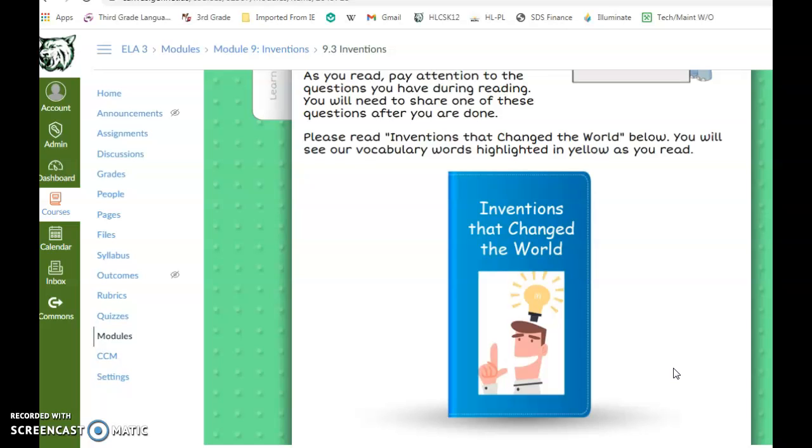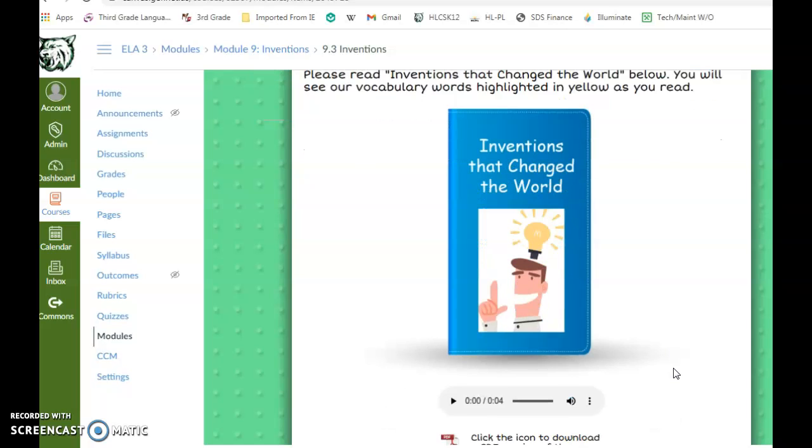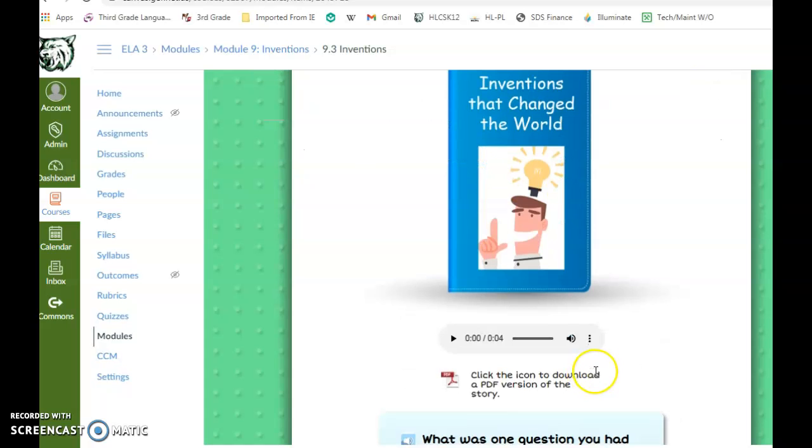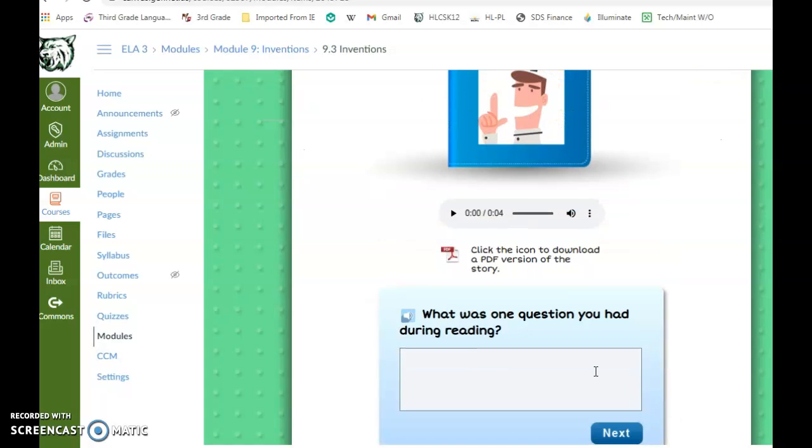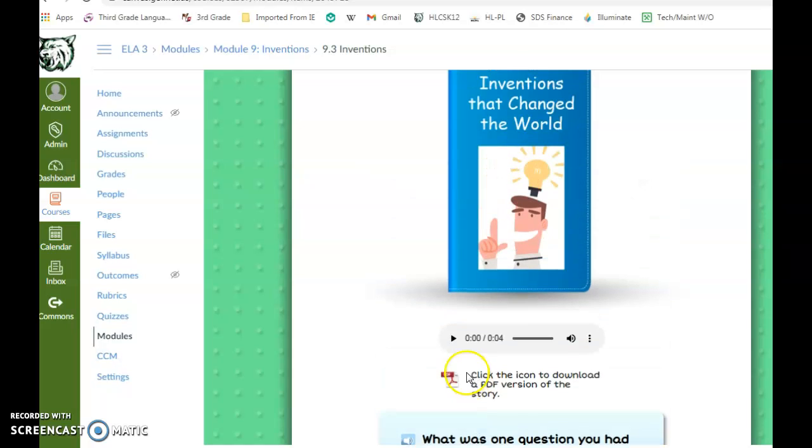And again, our vocab words for the week will be highlighted in yellow. And if you are on Canvas, here's the spot right here. What was one question you had during reading? So as you listen to this today, if a question pops into your head, you will type that there.